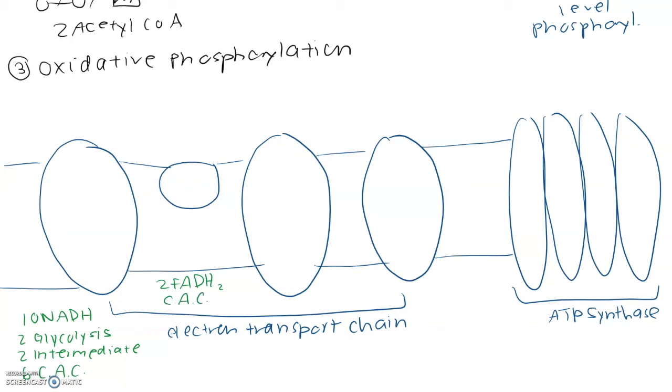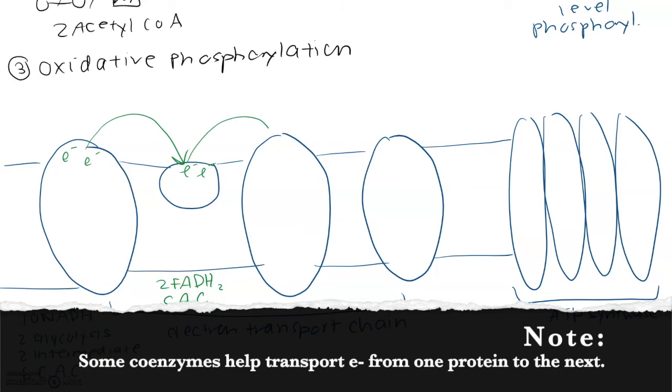So what they're going to do is they're going to drop off their electrons. Okay, they're going to drop off these electrons to these proteins, and the electrons are going to fall from one protein and be transported, hence electron transport chain, from one protein to the next.